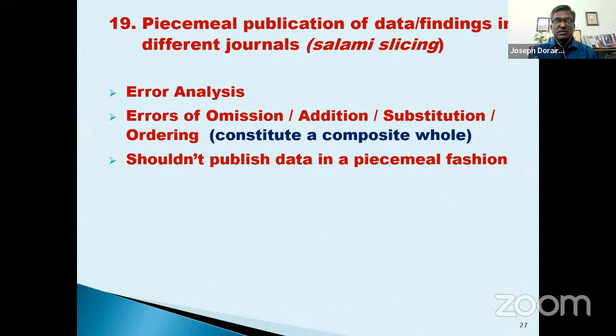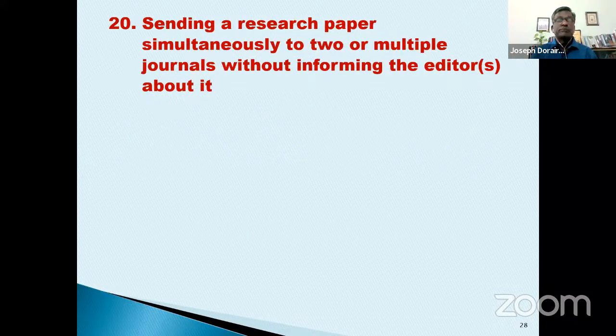Now the point is, whether it is half an hour or 1 hour or 1.5 hours or 2 hours, the data is a composite whole. I cannot split it and make 4 different articles. The whole thing comes as a package. Therefore, salami slicing is one of the unacceptable research practices. It is piecemeal publication of data in different journals.